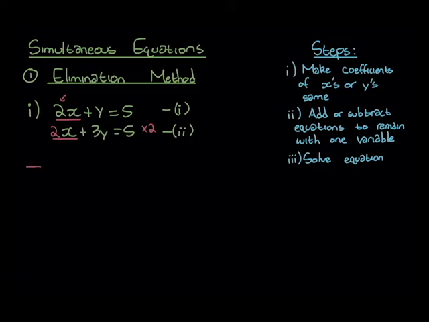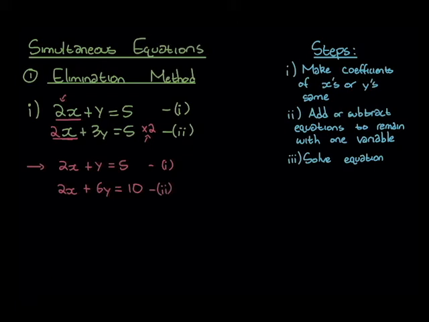So let's do that. This is the first equation, 2x plus y is equal to 5. And this is the second equation, because I'm essentially saying x times 2 gives me 2x, plus 3y times 2 gives me 6y, is equal to 5 times 2, which is 10. And this is our second equation. So we've done our first step.